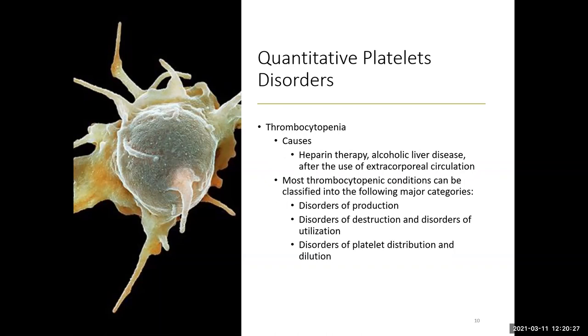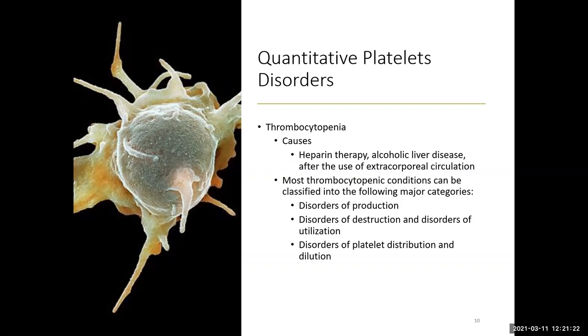Some causes for decreased platelets are things like heparin therapy and alcoholic liver disease. Your liver plays into platelet production and coagulation, things like that. So with any issues with liver disease, you can see issues with clotting. So there are disorders of production, disorders of destruction, disorders of utilization, and disorders of platelet distribution. Those are your classifications of your platelet disorders.